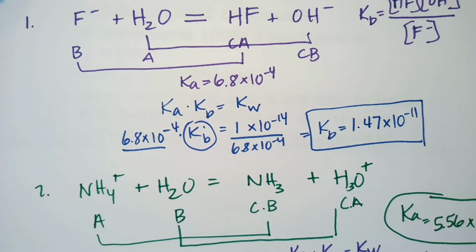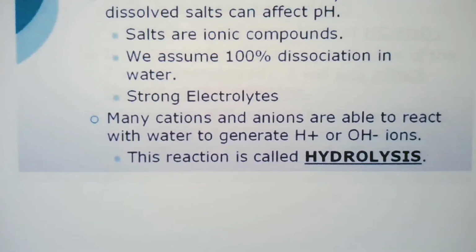So, an easy enough relationship. If I need a Ka turned into a Kb or vice versa, we'll use the ion product constant for water to do that exchange. Kw is equal to Ka times Kb.